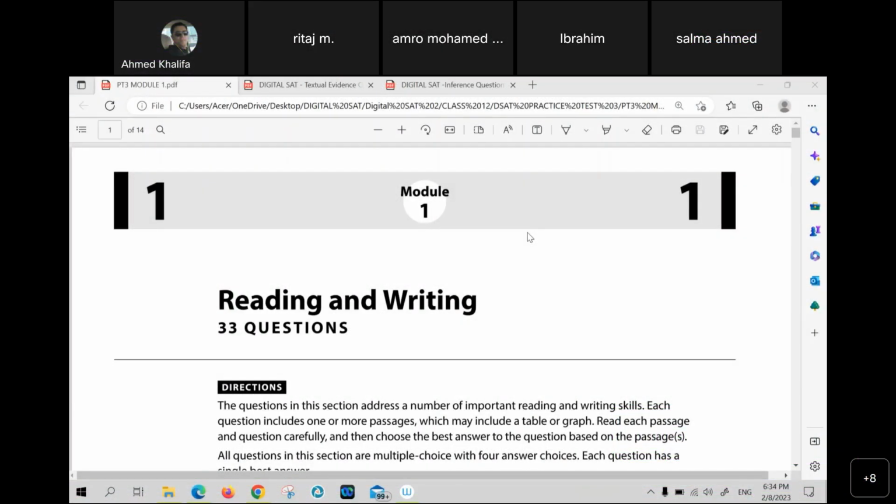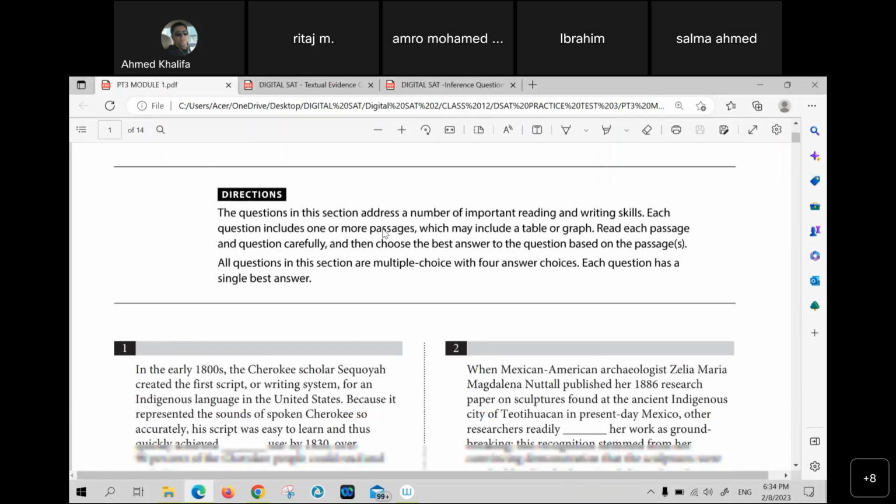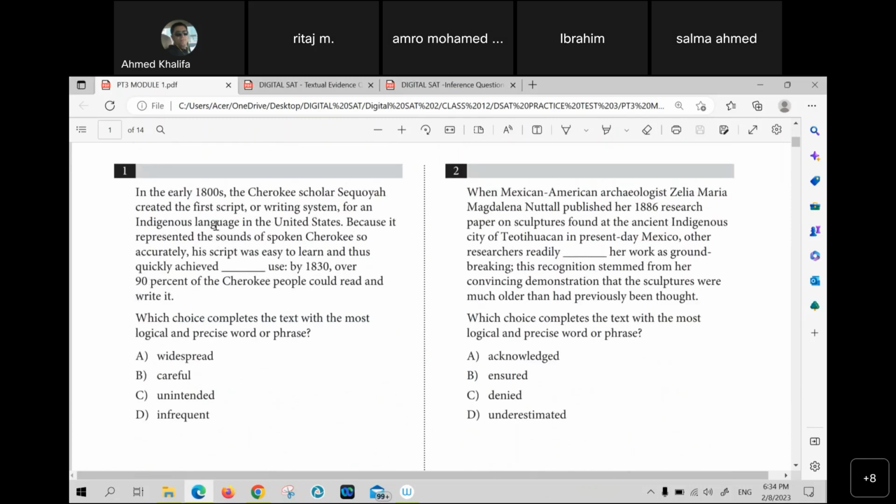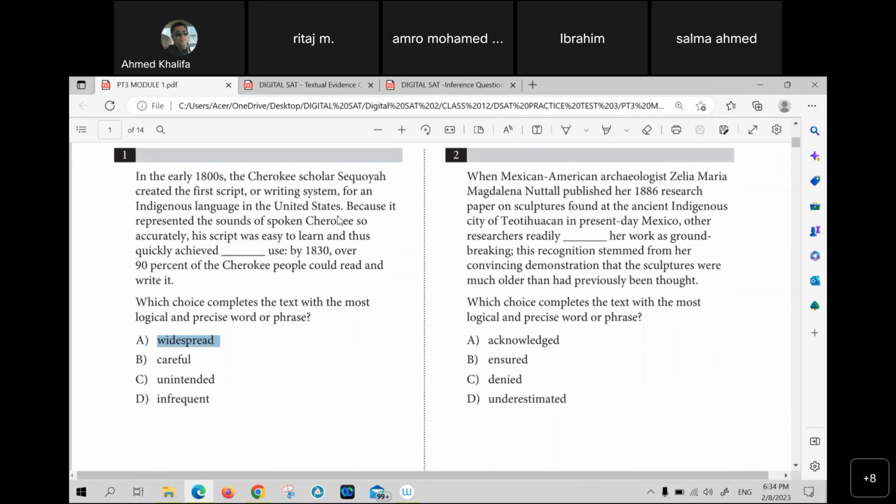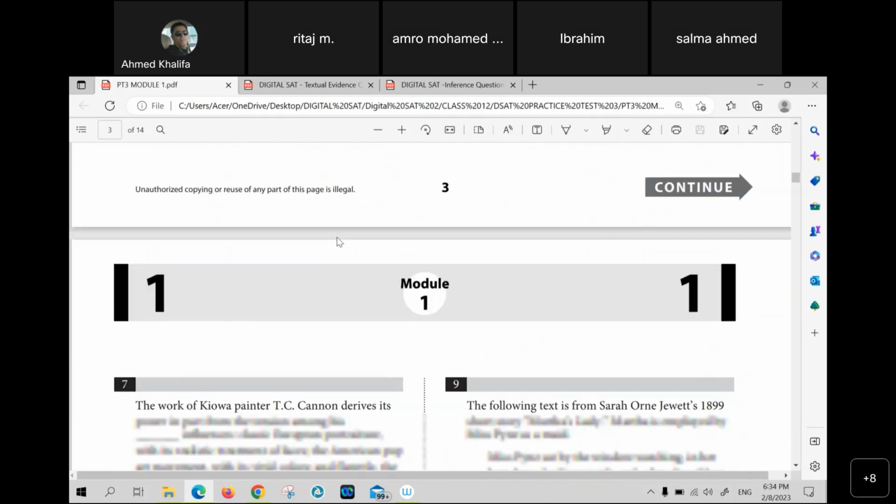Hello, everyone. This is class number 12. Today, if you still remember, module number 1, the question that starts with "in the early 1800s," and the answer choice is "widespread." Please find this worksheet very quickly. And I guess we have finished up to question number 15.